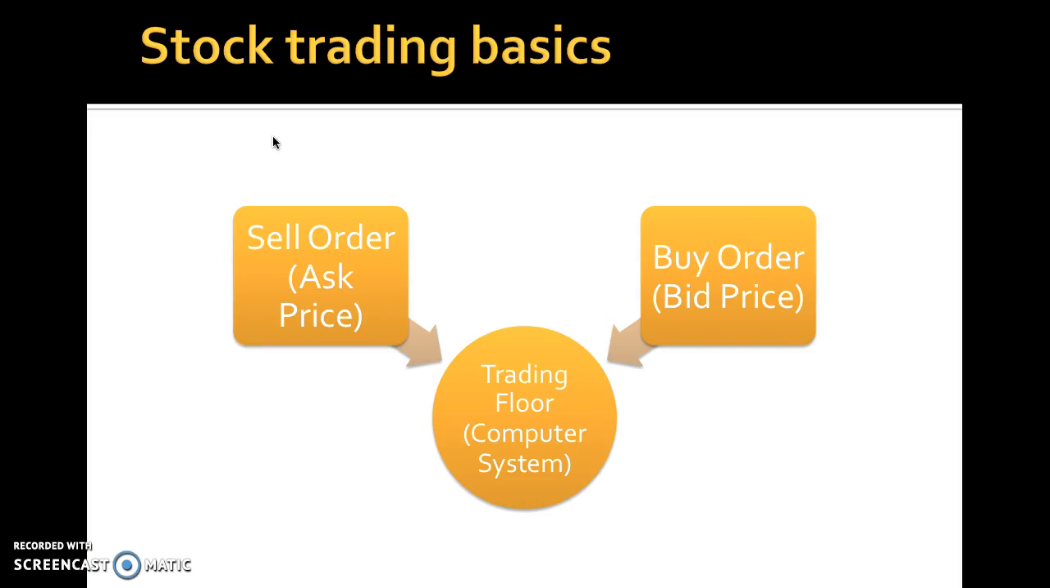This slide just shows a basic diagram of how a stock trade works in very simple terms. A stockholder wants to sell their 100 shares of stock at $10 a share, and somebody else in the market wants to buy 100 shares of stock at $10 a share. The trading floor, basically the NYSE or NASDAQ computer system, will match those two sets of trades. So that's very simple terms of how a stock trade works.